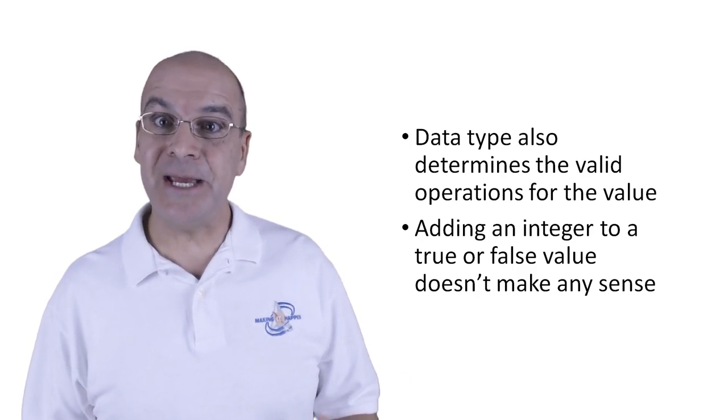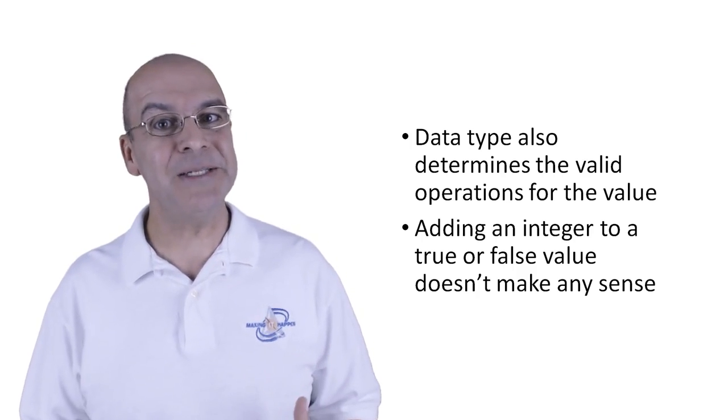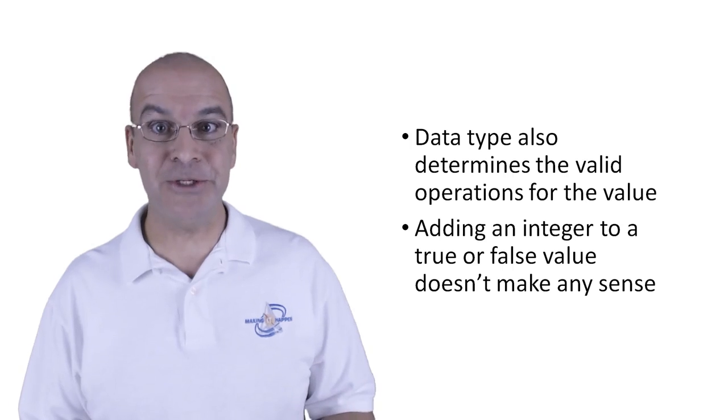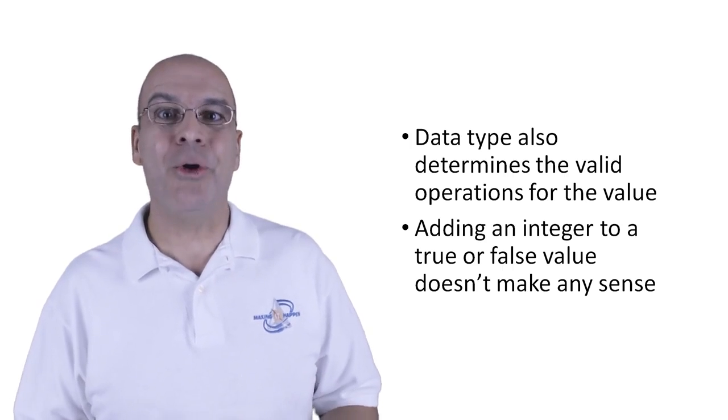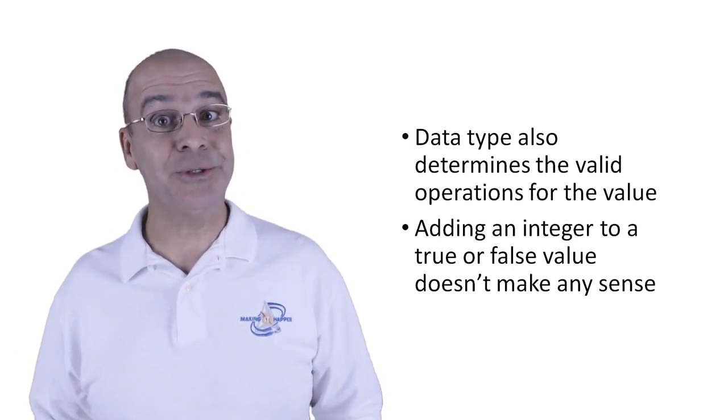And so a data type tells us two different things. It tells us how to interpret the bits at a particular memory location, and it tells us what we can do with those bits as valid operations.